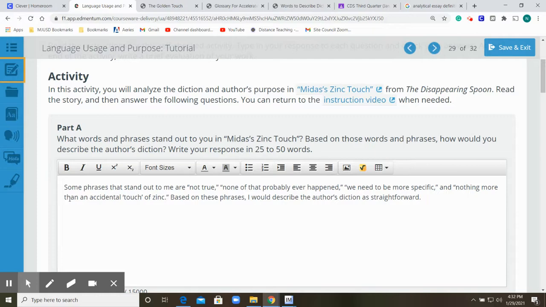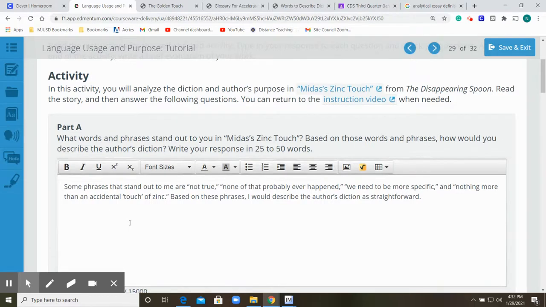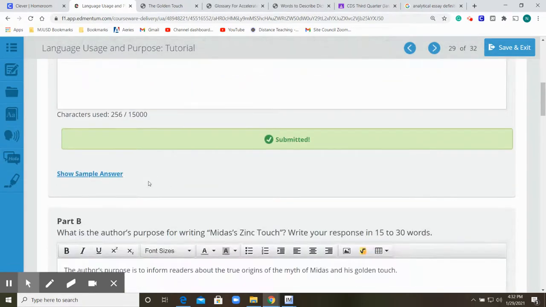My answer, copied from below. Some phrases that stand out to me are "not true," "none of that probably ever happened," "we need to be more specific," and "nothing more than an accidental touch of zinc." Based on these phrases, I would describe the author's diction as straightforward. Again, I copied this from the sample answer.